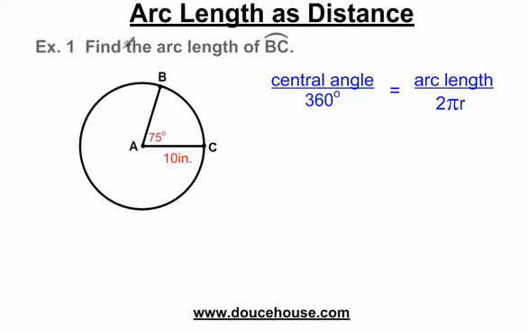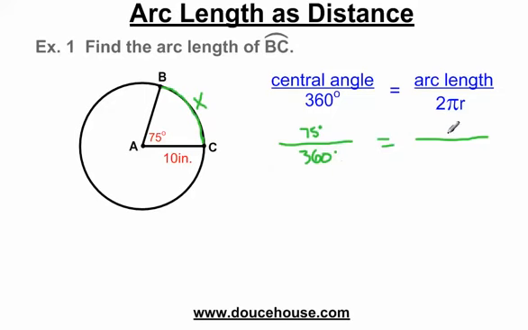So let's say find arc length of BC. I'm going to call this guy the unknown variable. I'm going to put an X here for the unknown variable. Now I'm going to set up a proportion using this proportion that I have set up here. Do I know what the central angle is? Yes, it is 75 degrees. Do I know 360 degrees? Yeah, that's pretty easy. So I'm already halfway done with the proportion already.